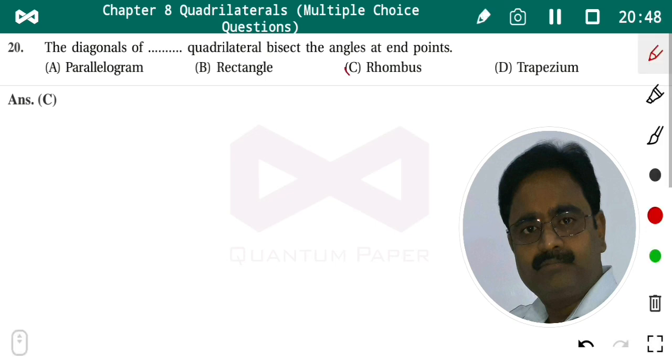So which option is right in this? Rhombus means diagonals of rhombus bisect the angle at the end point also. Right friends, so let us move on to question number 21.